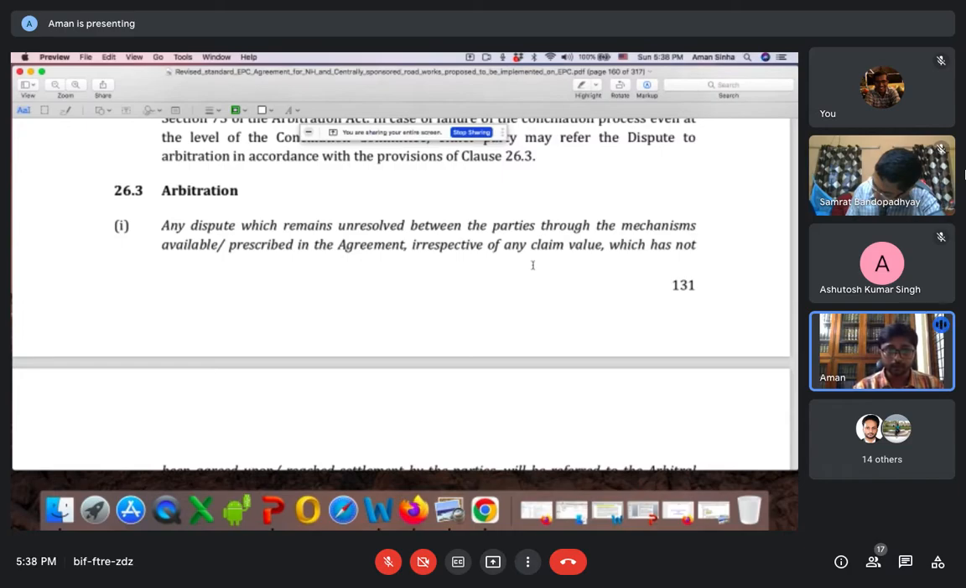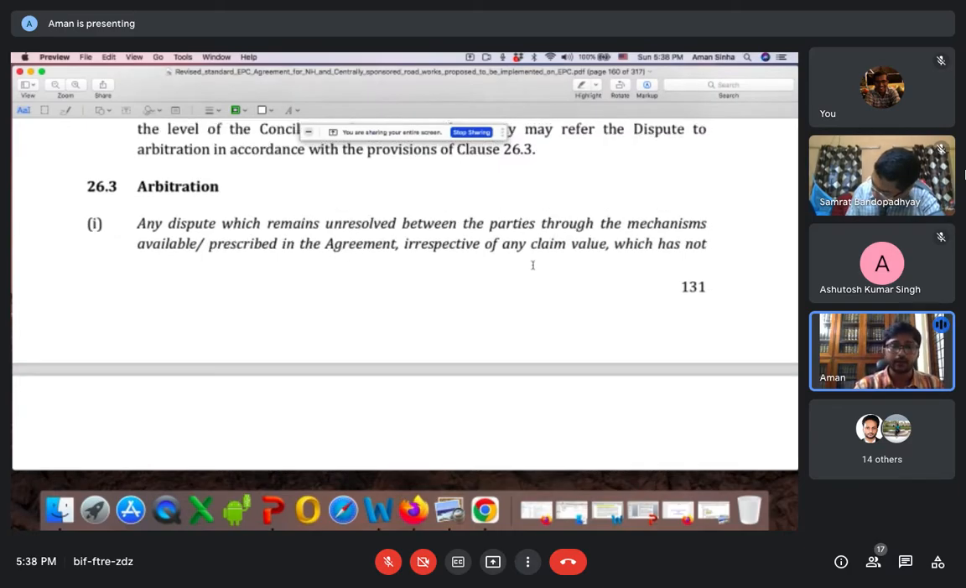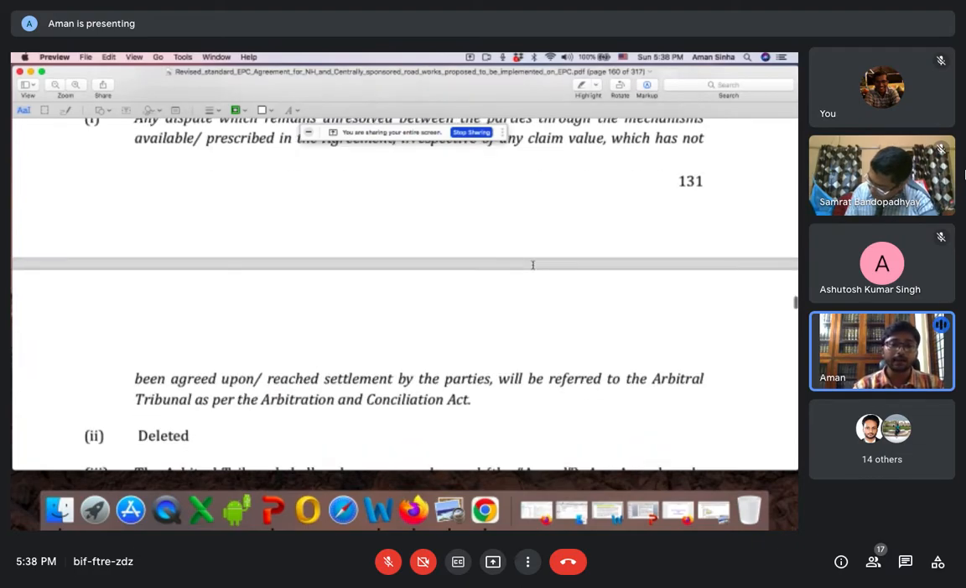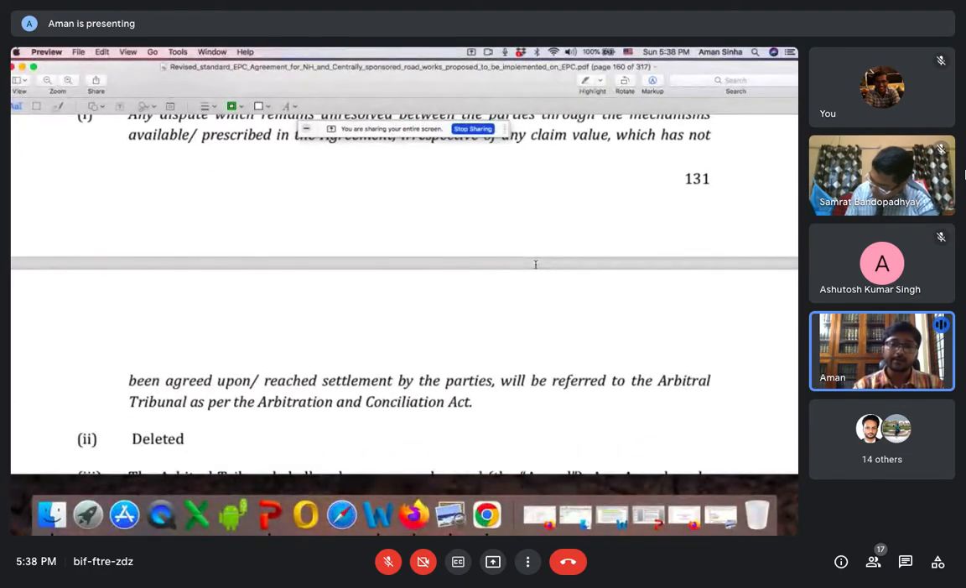This is the arbitration clause, and it is very important, because while studying you are not usually exposed to how an arbitration clause looks. Any dispute which remains unresolved between the parties through the mechanisms prescribed in the agreement, irrespective of any claim value, which has not been agreed upon or settled by all parties, will be referred to the arbitral tribunal as per the Arbitration and Conciliation Act.